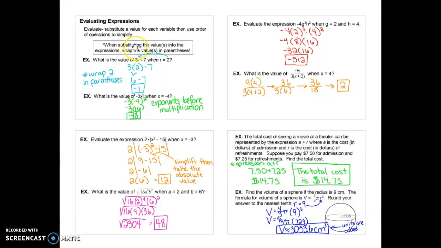Okay, now when you are substituting those values into the expressions, you must always wrap that value in parentheses, and you're going to see that in all of the examples. So it's going to be really important.